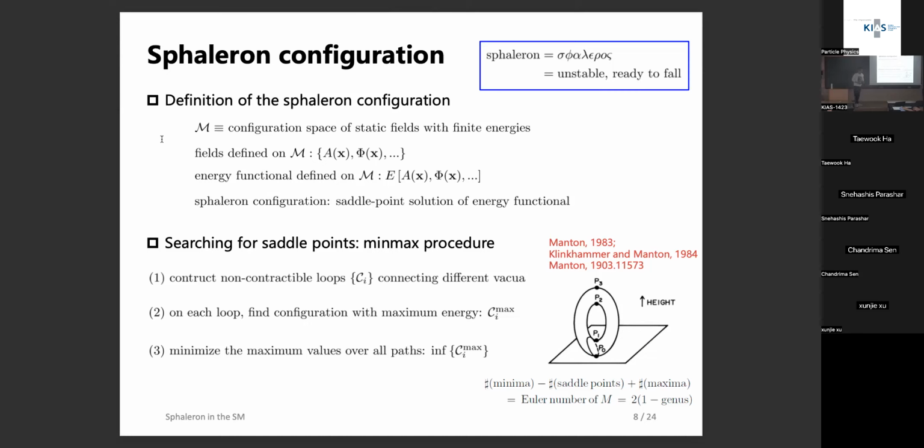I have a question. Can you tell me a bit more about why the Sphaleron configuration is the saddle point of the energy function?